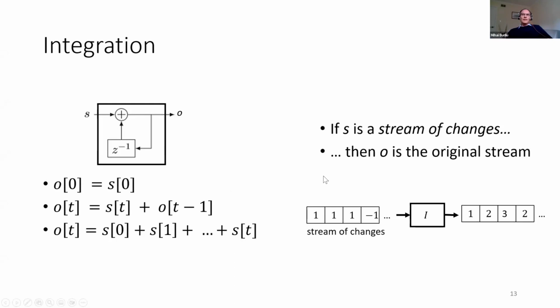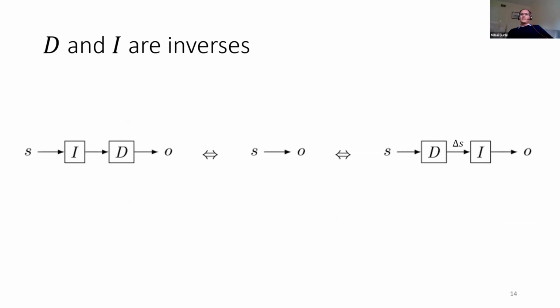So we call this operator I, from integration, and it's the inverse of the previous operator. If you have a stream of changes, like produced from the previous operator, this one will reconstitute the original stream. So these two operators are inverses. They have this nice mathematical property that if you chain them, you get nothing. You get the identity function, just a wire. Okay, so everything looks very simple.